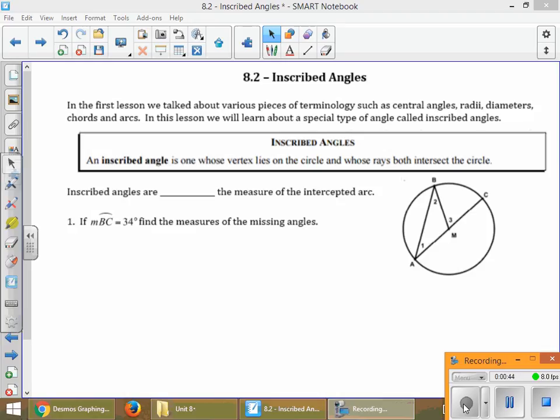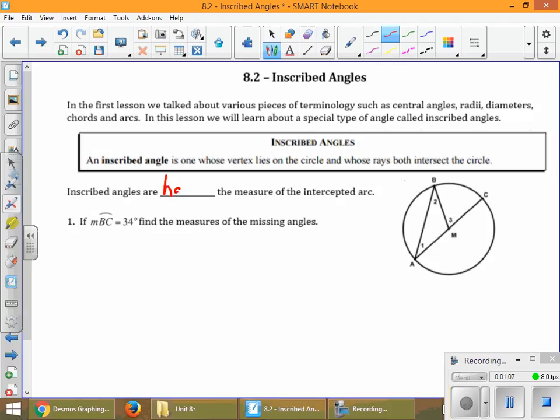And that's exactly what an inscribed angle is. It's inside and it's touching the circle. So an inscribed angle is one whose vertex lies on the circle and whose rays intersect the circle. Inscribed angles are half of the measure of the intercepted arc. Unlike the central angle, which was exactly the same: if I had a central angle of 90 degrees, its intercepted arc was 90 degrees as well. But an inscribed angle, an angle sitting on the circle, is half of it.